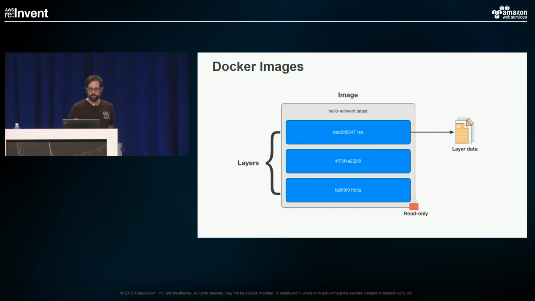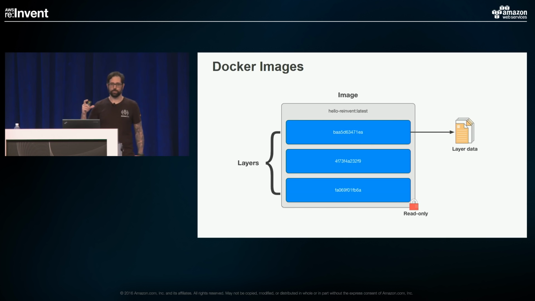So Docker images themselves are actually comprised of layers. Layers are immutable. They're read-only. They hold both file data and configuration data for each part that makes up an image. In this case, this is a Hello reInvent example. It's tagged latest, and you can see that it has 3 layers.